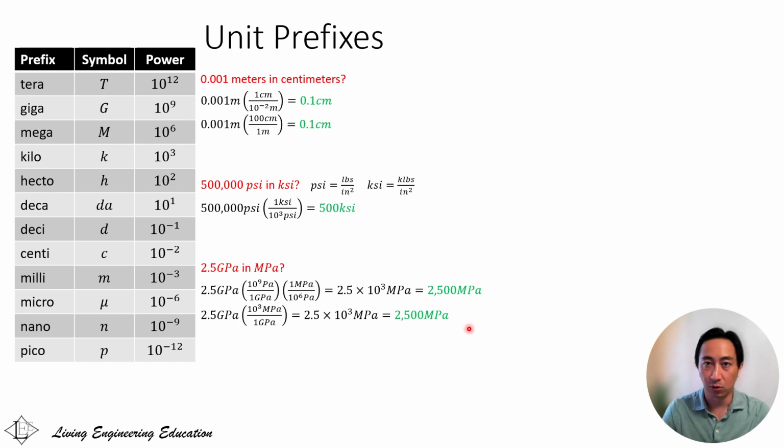The other way of doing this is you look at, all right, I'm going from giga to mega, giga to mega. There's a difference of 10 cubed. So I can write 2.5 gigapascals, 1 gigapascal, that's a larger value, is equal to 10 cubed megapascals. So you can do it in one conversion if you like, and obviously you get the same value.